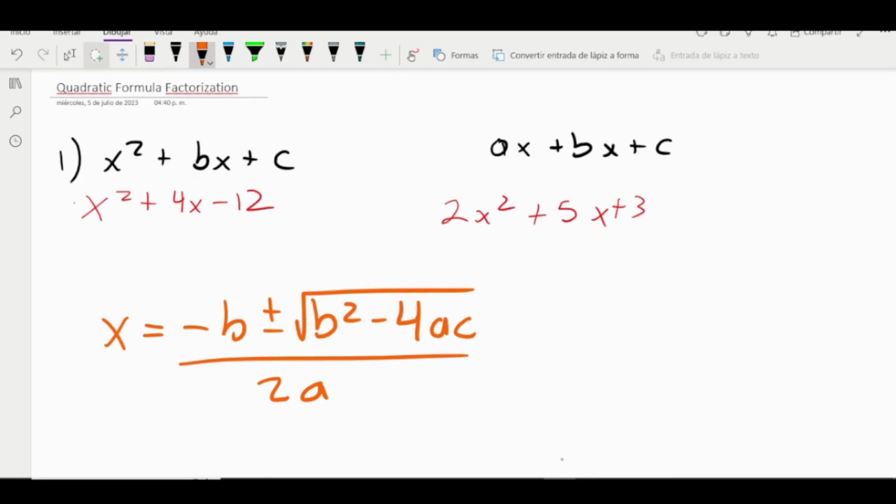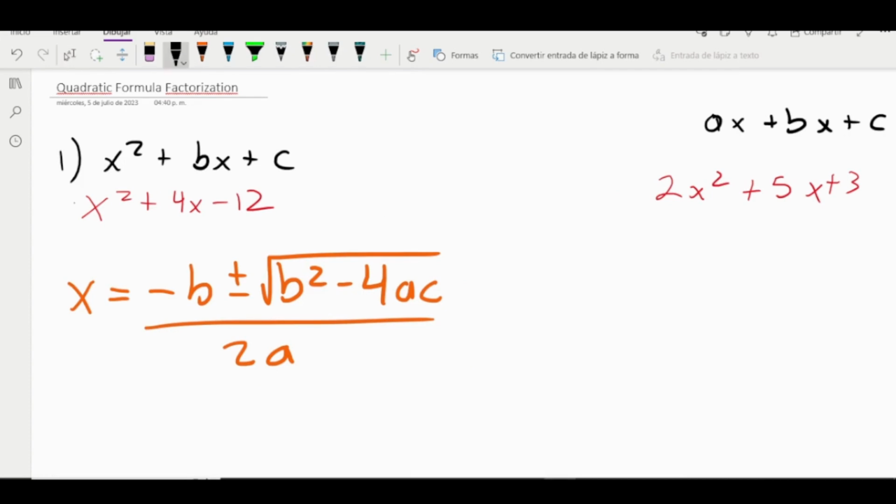Let me move this. Give me a moment. Okay, we continue with this. Obviously we need to know the value of a, the value of b, and the value of c. So we check this equation. a is the value in front, the coefficient of the quadratic term. b is the coefficient of the linear term, the term with exponent 1. And c is the independent value.